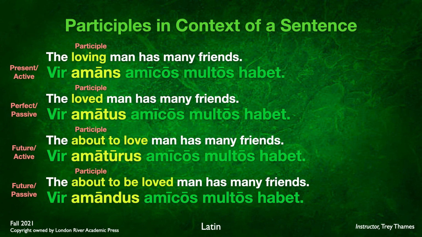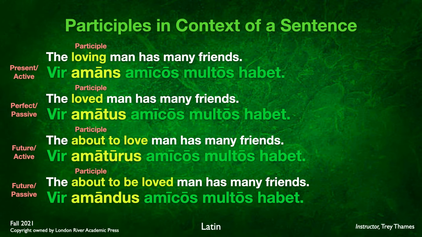Now, here are some other examples of Latin participles in the different tenses and voices. We've got present active: vir amans amicos multos habet. The loving man has many friends. We have the perfect passive: vir amatus amicos multos habet. The loved man has many friends. And then we have the future active: vir amaturus amicos multos habet. The about to love man has many friends. Now that just sounds awkward.